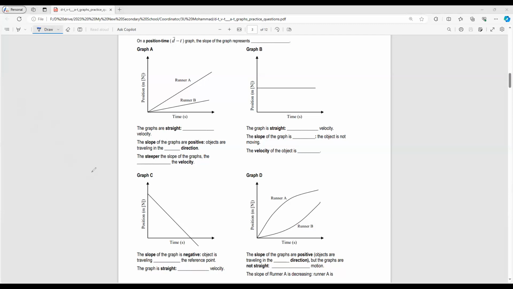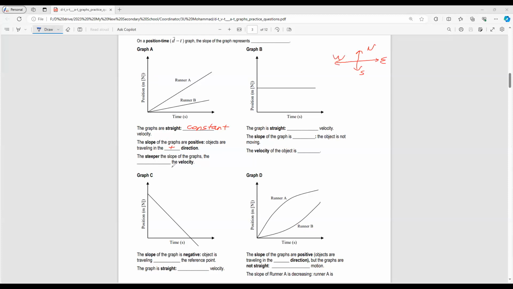So constant velocity. If the slope of the graph is positive, the objects are traveling in the positive direction. Positive means away from the origin. So usually it's north: we count north up, south down, east, west.